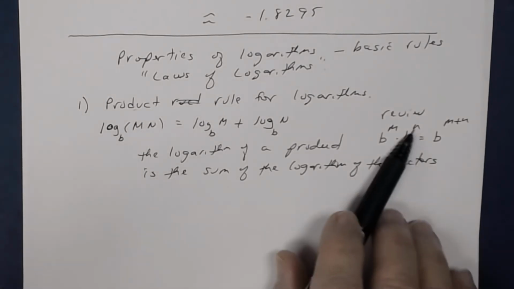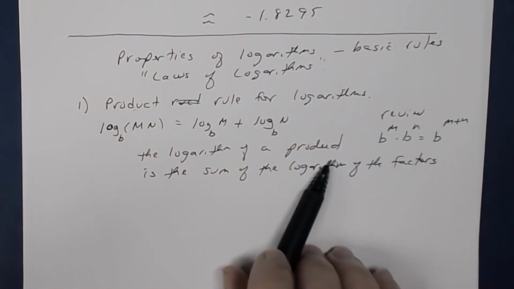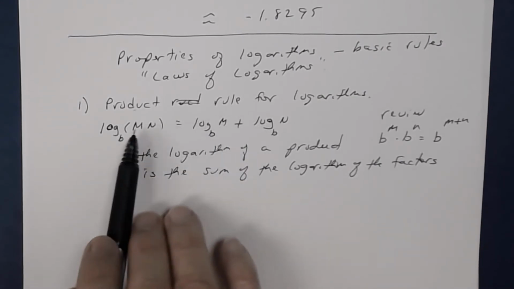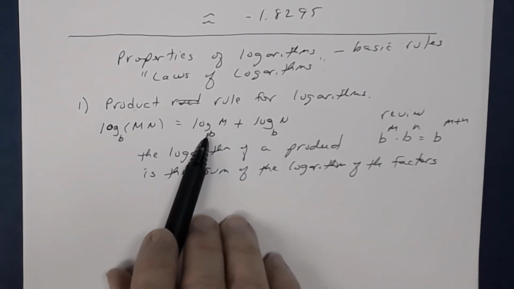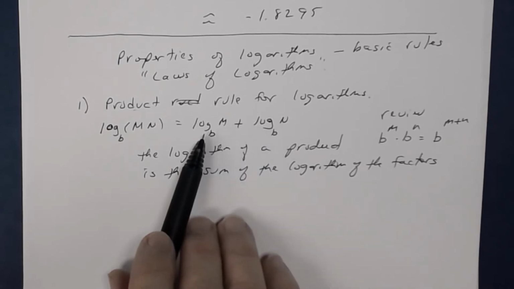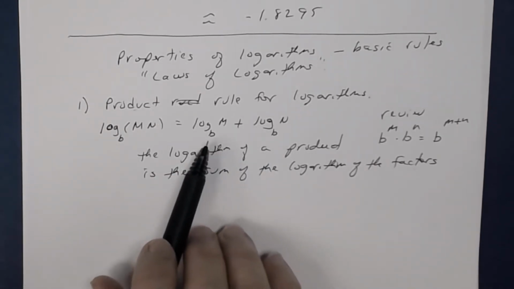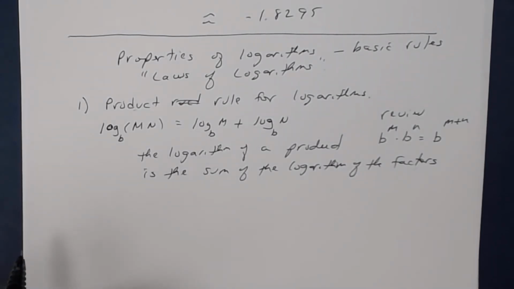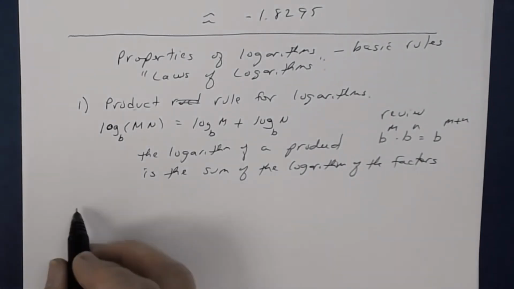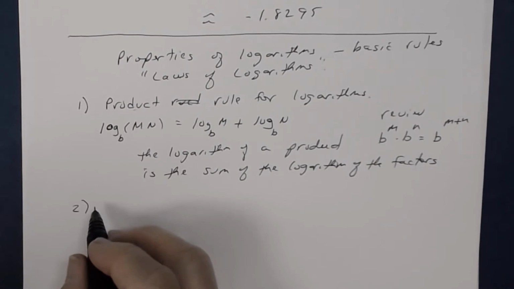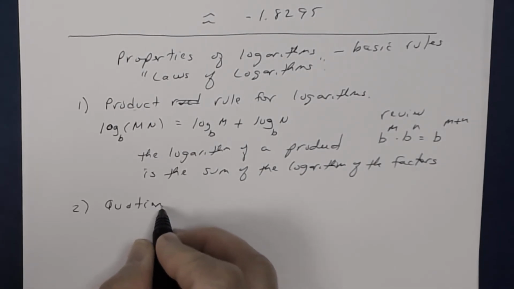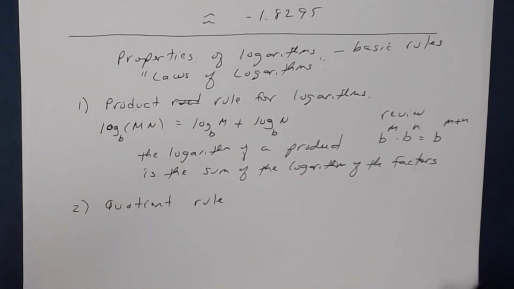Kind of made sense. When you multiply like bases, you add exponents. So the log of a product is the sum of each individual factor. But don't forget the base. Many students forget the base. You've got to have a base listed here. If you don't have a base, remember that's understood to be 10, and that may not be a 10 right here. Okay? All right. Number 2 is called the quotient rule for logarithms.